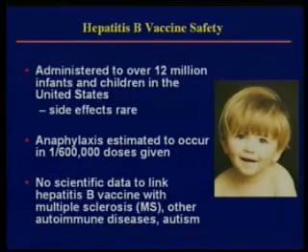Okay. So the vaccine is administered to over 12 million infants and children in the United States. Side effects rare. So if your patients are worried about something's going to happen to them when they get vaccinated, tell them relax. But there is anaphylaxis, about 1 in 600,000 doses. So if someone passes out, don't walk away thinking they're going to get better. All right, you may want to do something immediately.